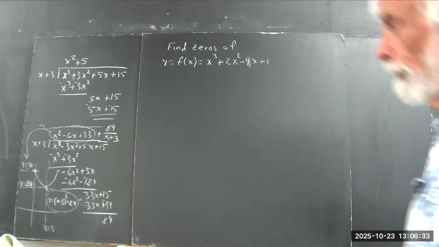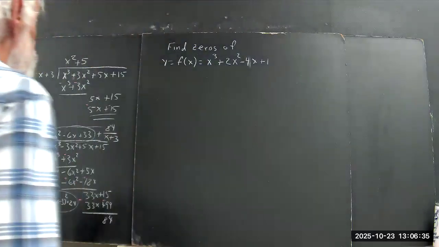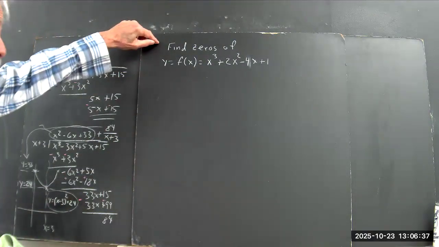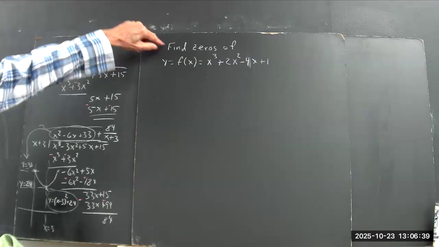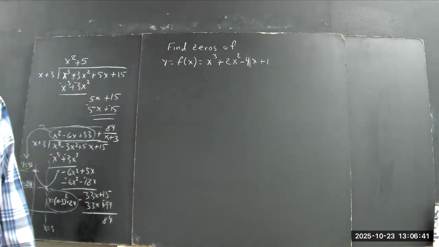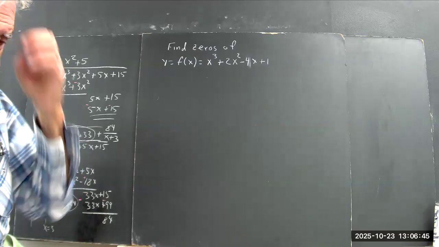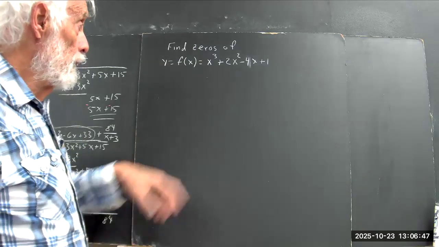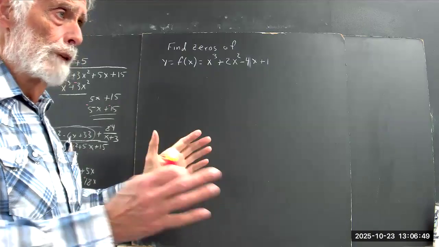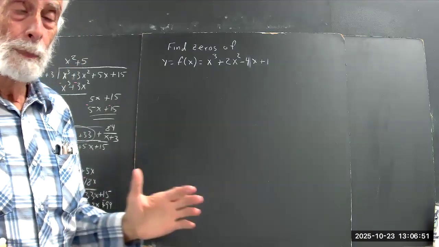I think I recorded everything I did over here. We want to find the zeros of this function. There's a theorem in your book that tells you basically that the zeros have to be between -5 and 5. It can't be any further.